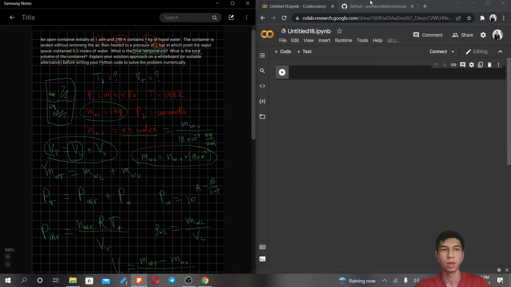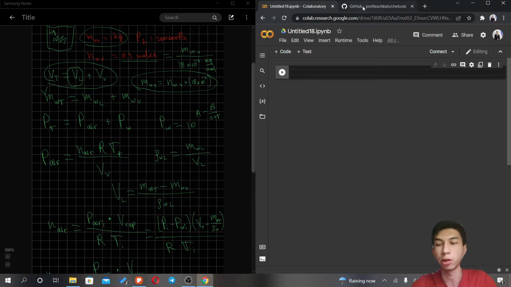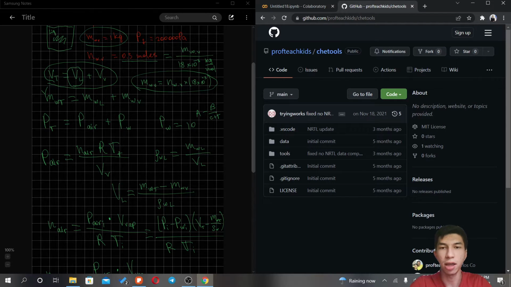First of all, when we look at our equations here, we can see that we have the partial pressure of the water that is related to the temperature and the Antoine equation. We also have the density of the water that is also dependent on the temperature. To find the values for that, we'll go to our GitHub website, and there we can find the CHE tools. That is a tool that can determine the values for the major properties of a substance using the temperature value.